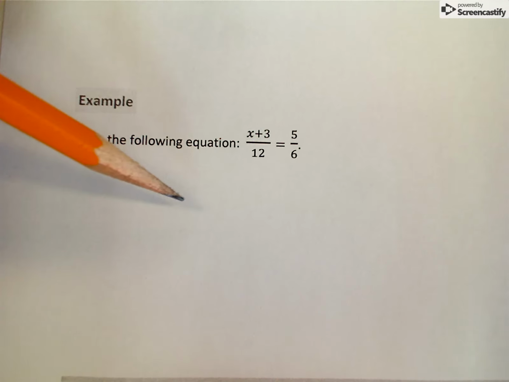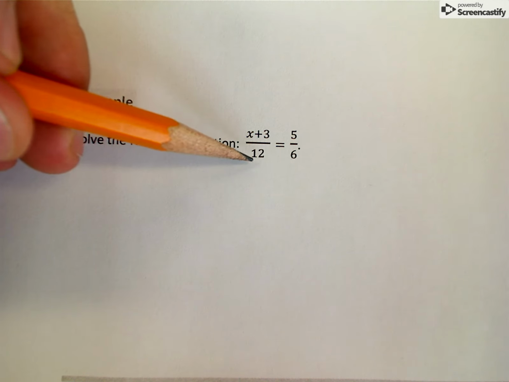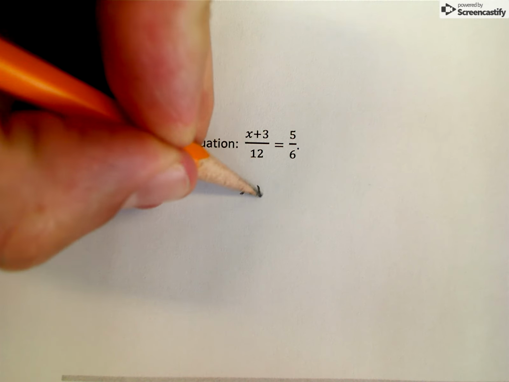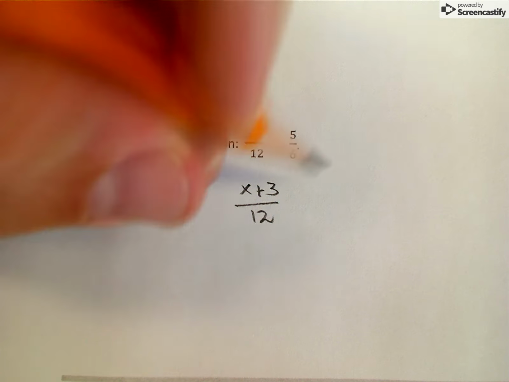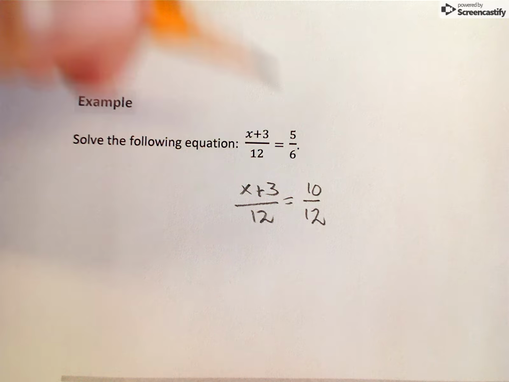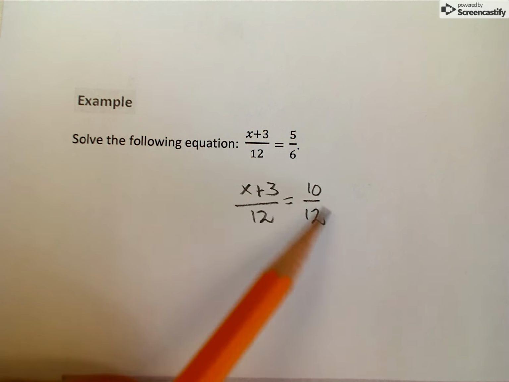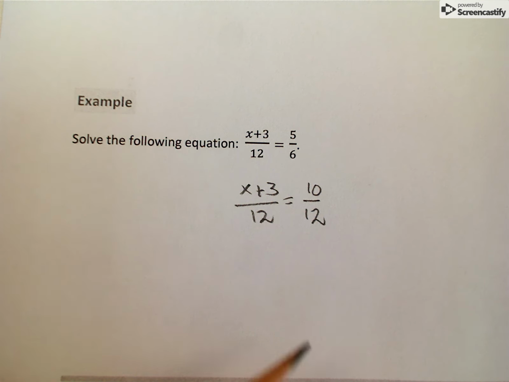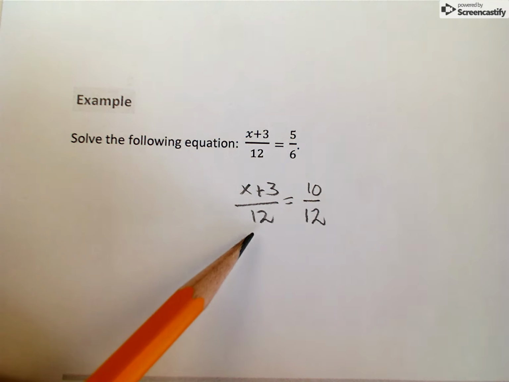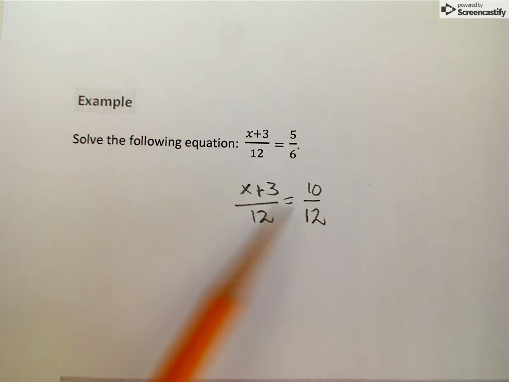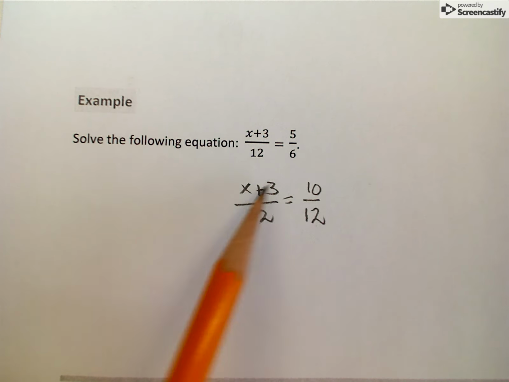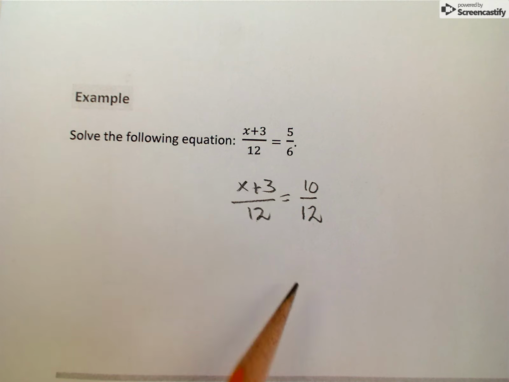So, of course, you've already noticed that 12 is a perfectly good common denominator between 12 and 6. So I will leave my left-hand side as it is, and I will multiply the top and bottom of the right-hand side so that I end up with a 12 in the denominator. And so now, once again, if I have two fractions that are equal and their denominators are equal, then their numerators must also be equal.